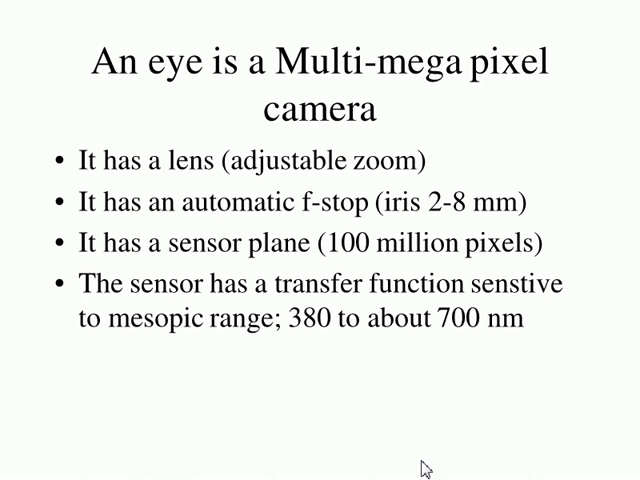So when we think about the camera analog, people say, well, what's the resolution of our eye if it's a camera? And what we're dealing with is a multi-megapixel camera. The eye has a lens with adjustable zoom. It has an iris, a pupil with adjustable automatic f-stop, and it ranges from 2 to 8 millimeters. It has a sensor plane. That's the rods and cones in the retina. It's about 100 million pixels. Think about it. A megapixel image, fat. We don't need that. We got 100 million pixels. That's pretty good.